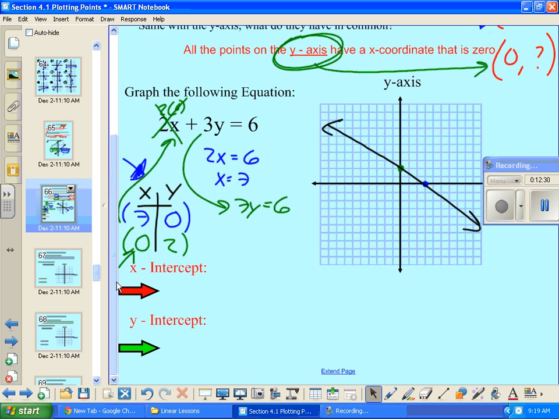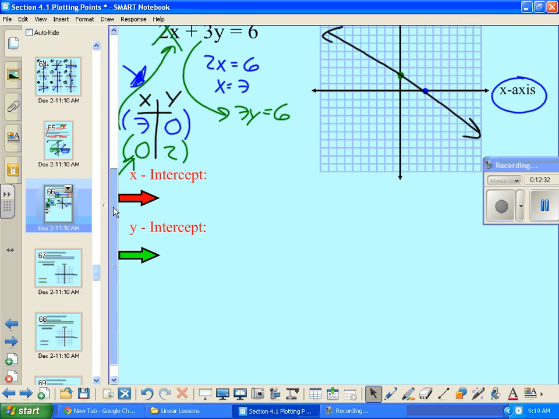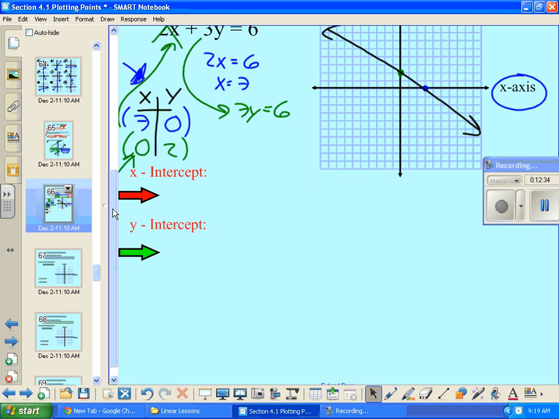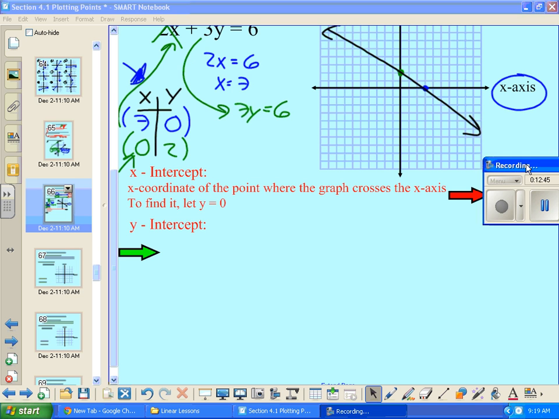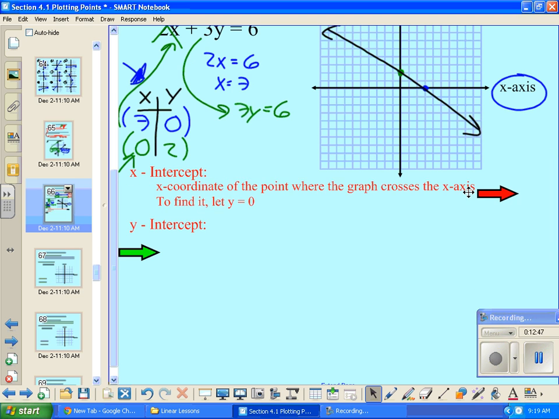One more thing to write down, in case you're a person who likes to write things down, in terms of what we did in that problem. The x-intercept is the x-coordinate of a point where the graph crosses the x-axis. To find the x-intercept, let y equal 0, and that's what I did. I plugged in 0 for y, that canceled out the y term, and then I just solved the rest of it for x and found out what the x-intercept was.